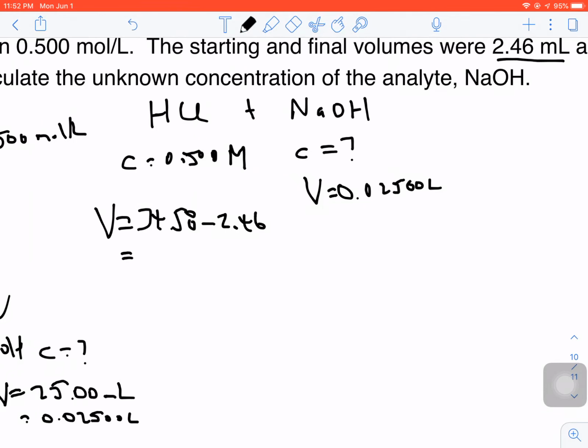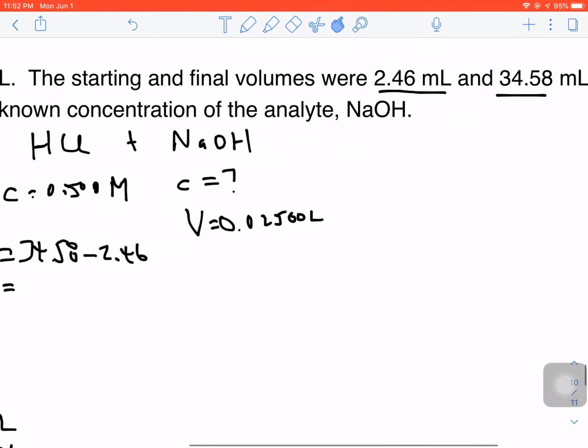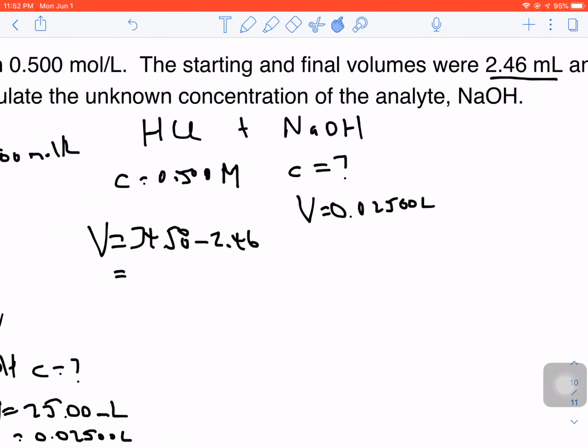which is equal to 32.12 milliliters, which is equal to 0.03212 liters. Okay, so now I'm done. Right now I've looked at the question, and all I have left is the math.